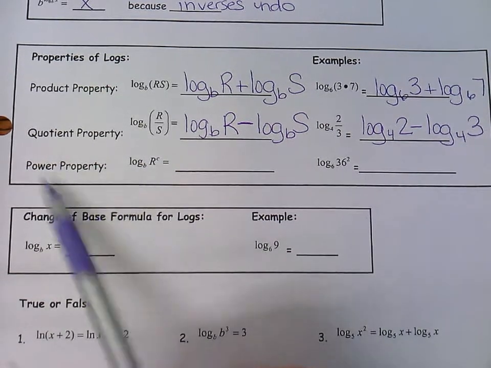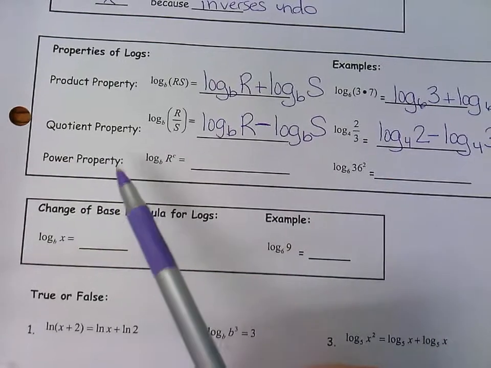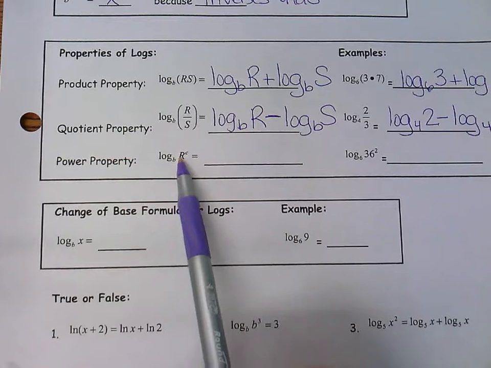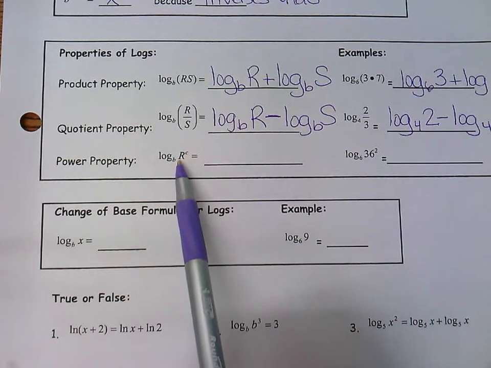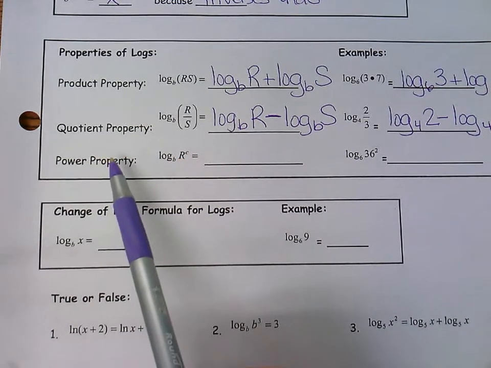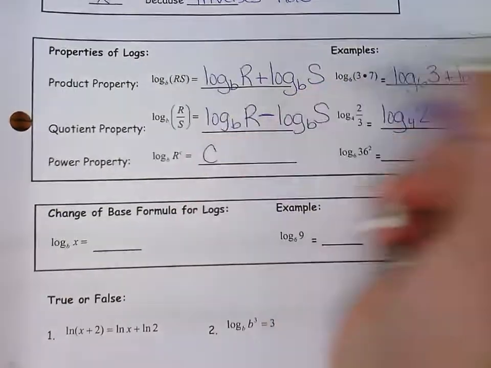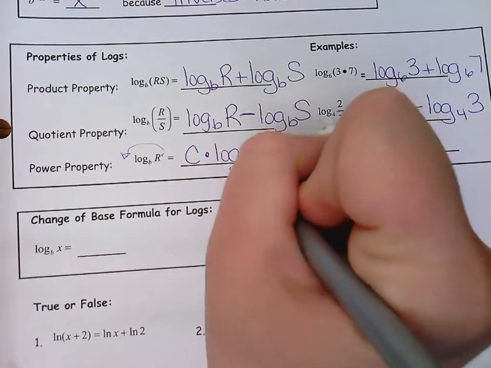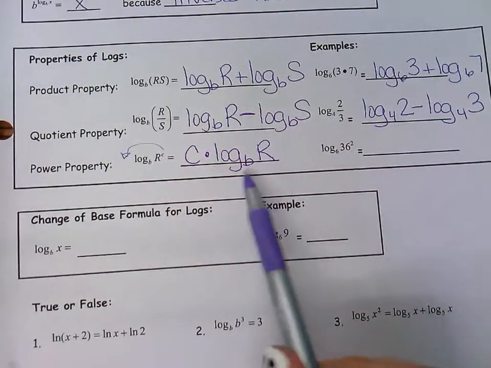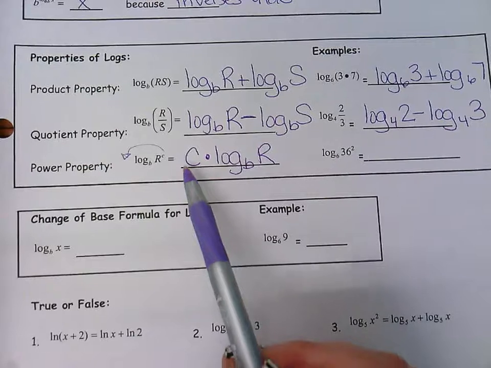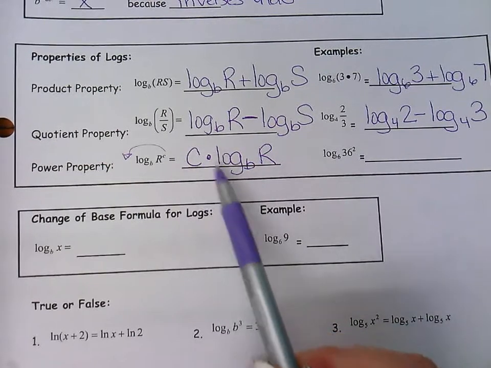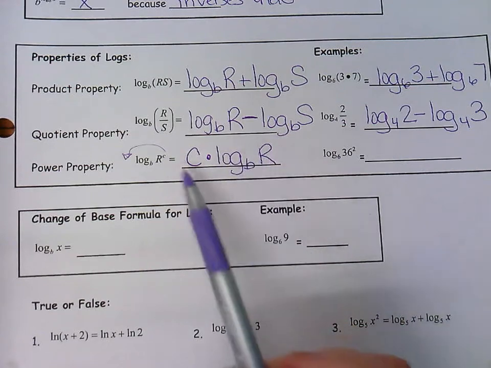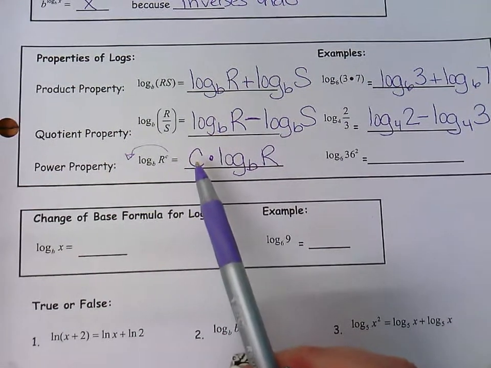And then the power property is really important. You're going to see that a lot. So if you are raising something, a variable or a number, to a power inside the log, the power property actually says that you can take the power down front and multiply the log by that power. So instead of r to the c power, I have c times the log base b of r. So it allows you to evaluate the log and use the exponent as a coefficient.